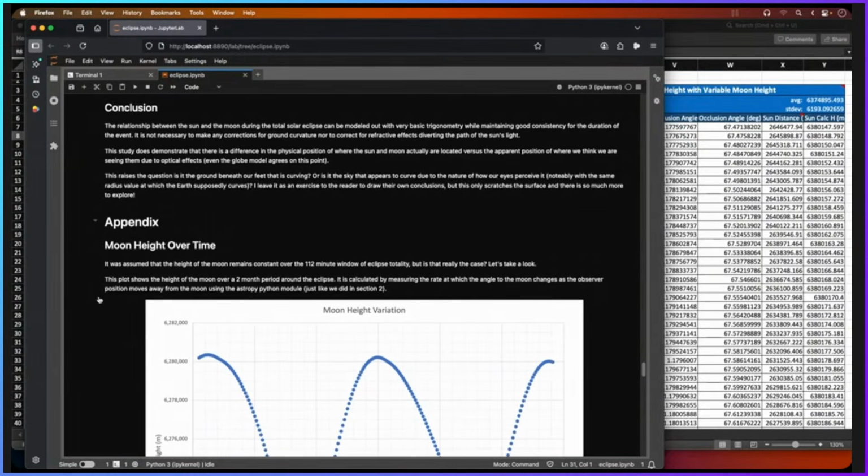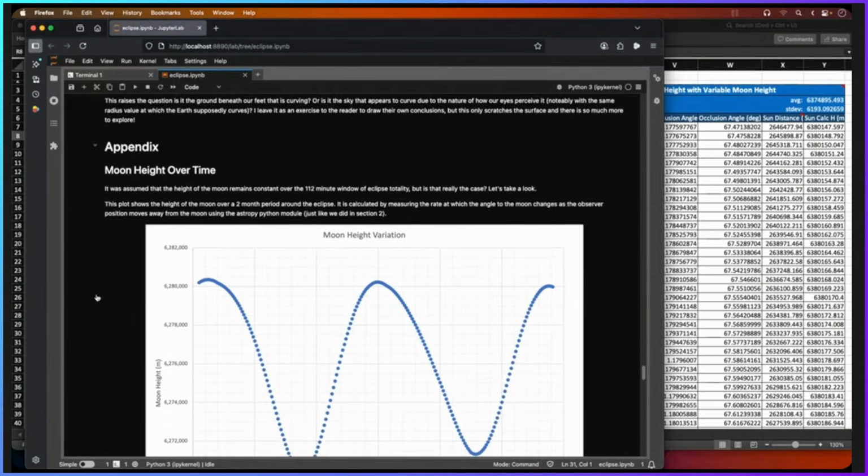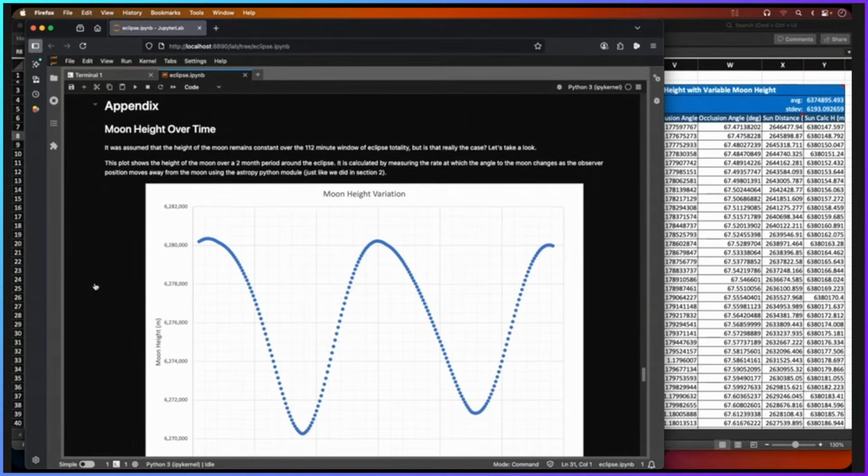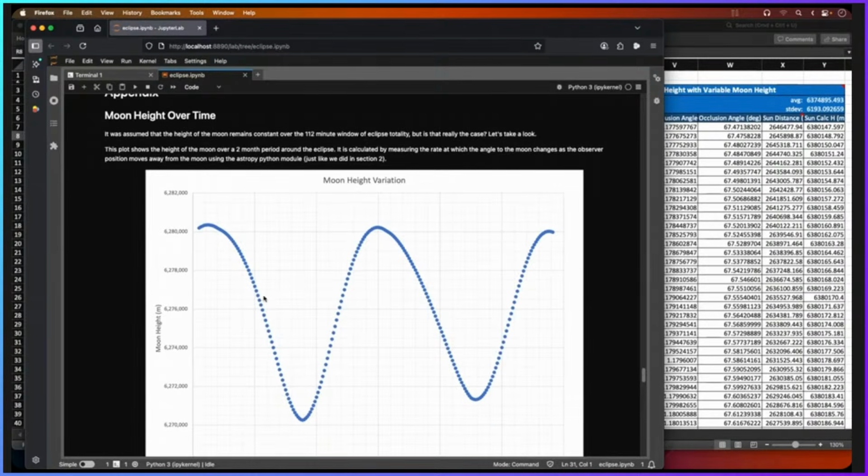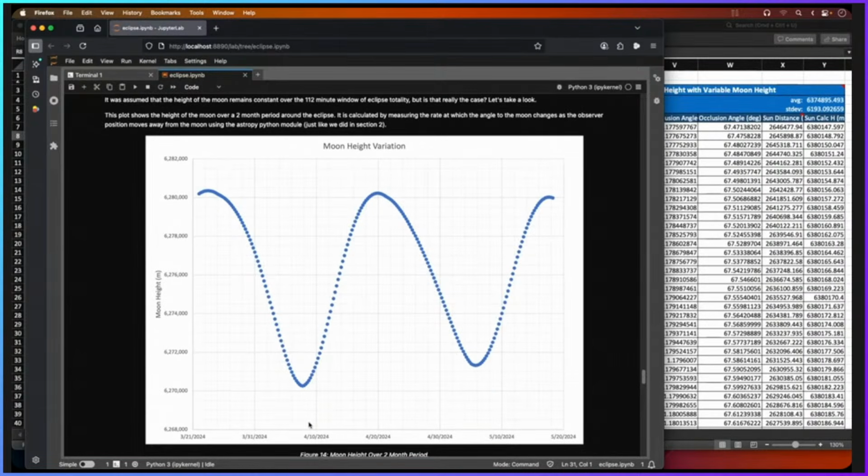And then let's briefly go over some things I have here in the appendix. So if you're wondering about moon height over time, here it is mapped out for 2 months with the eclipse happening here at April 8th. And it is changing by about 10,000 meters over that duration.